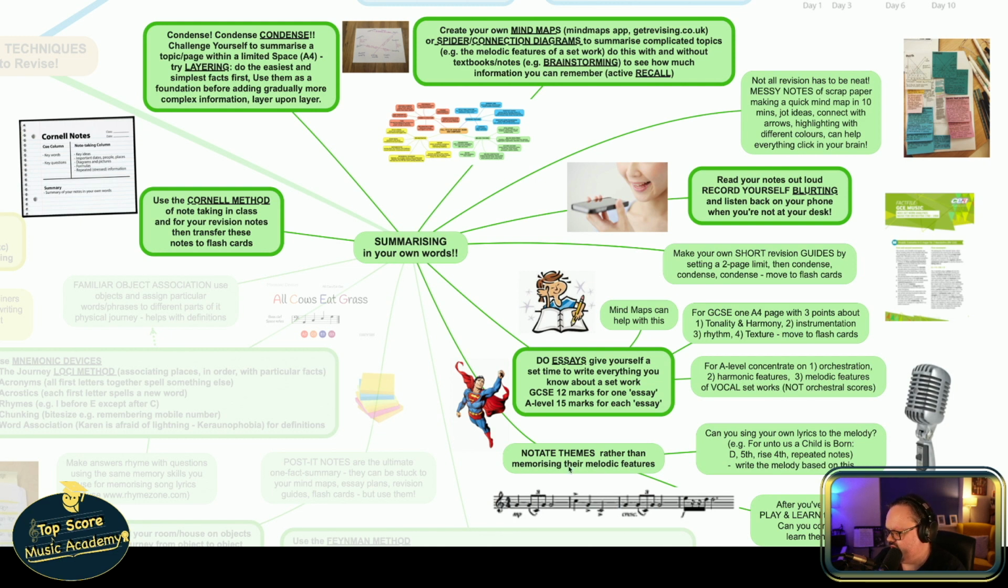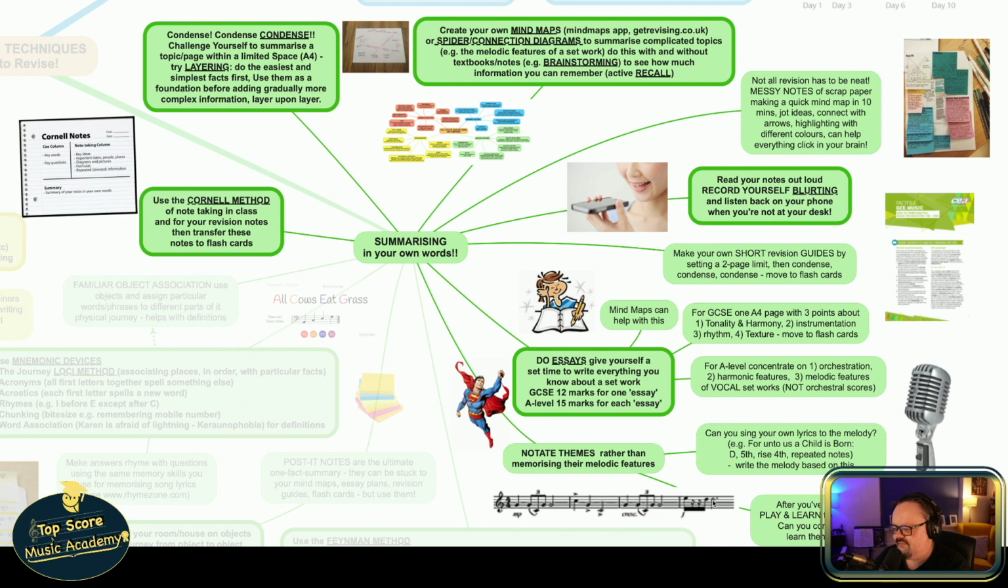Notate themes rather than memorizing their melodic features. So rather than saying this is the Superman theme, if you've written it out, you should be able to talk about the use of triplets, or outlining triads. It's in the key of C major. The leap of a fifth is quite important. There's almost like a dotted rhythm feel here at the end.